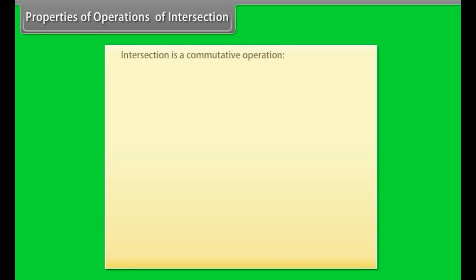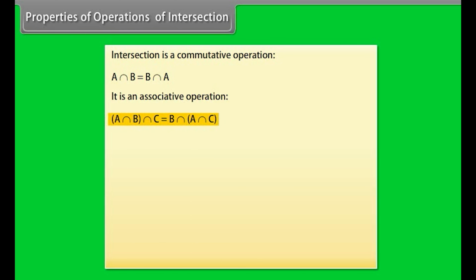Properties of operations of intersection. Intersection is a commutative operation. A intersection B is equal to B intersection A. It is an associative operation. A intersection B intersection C is equal to B intersection A intersection C.